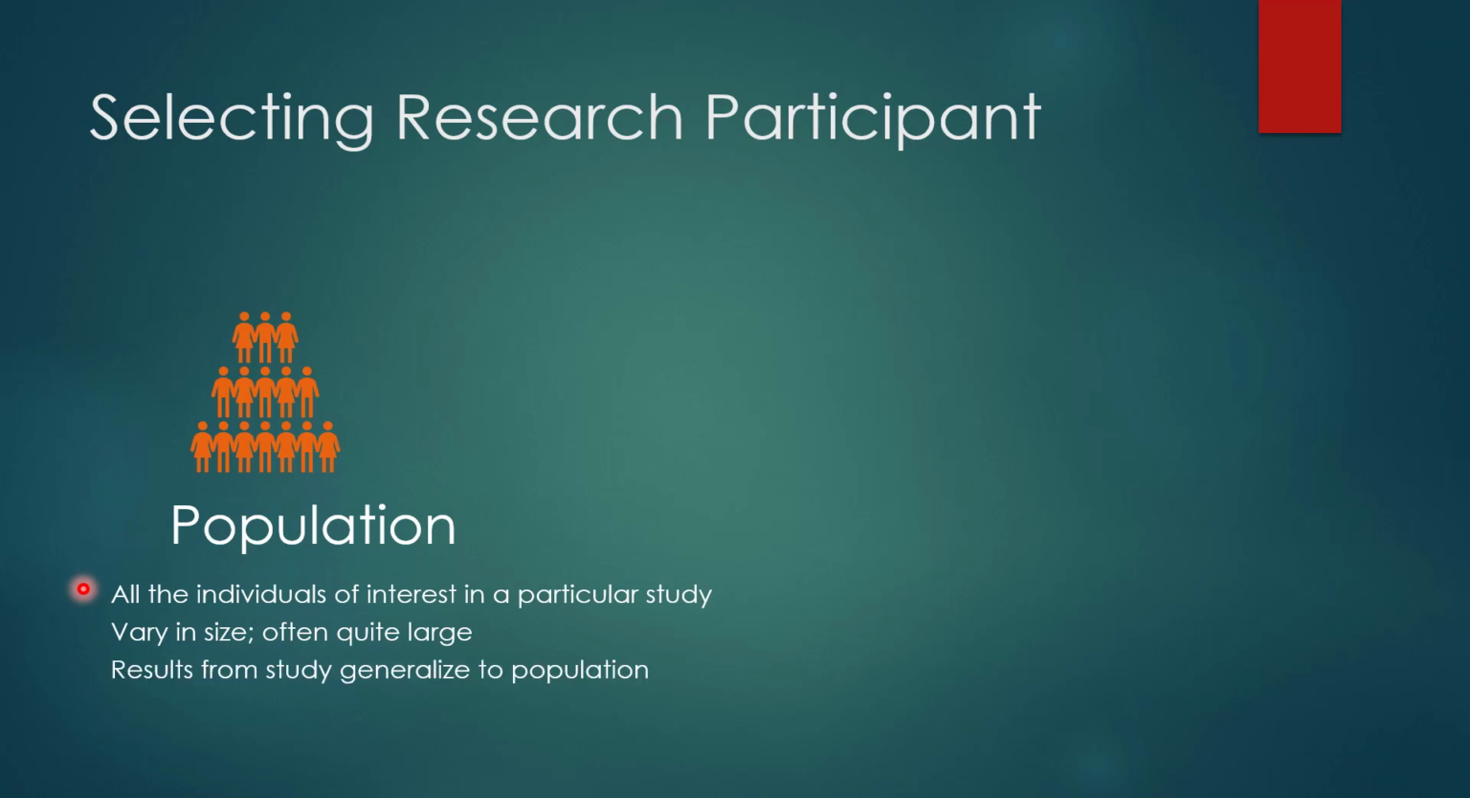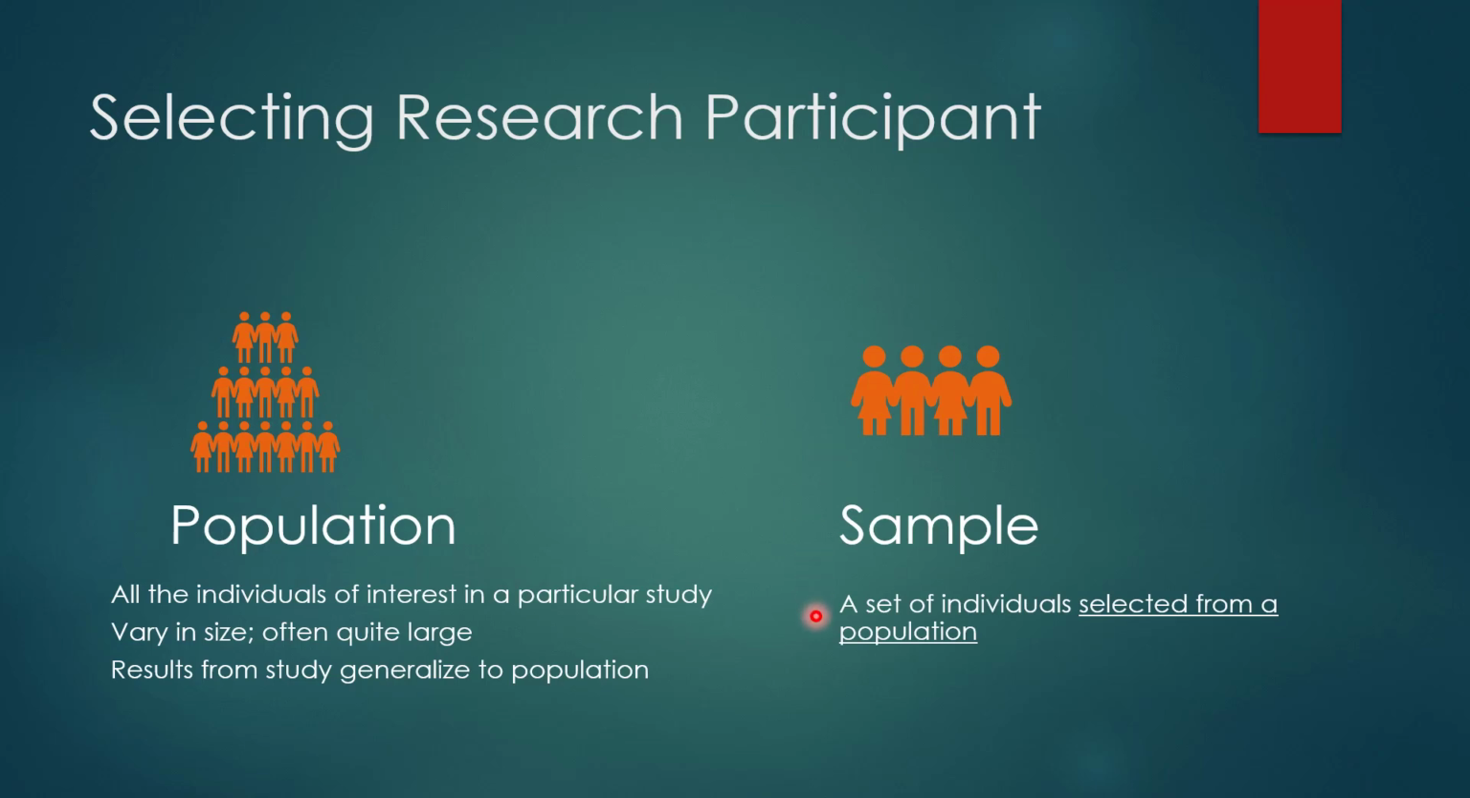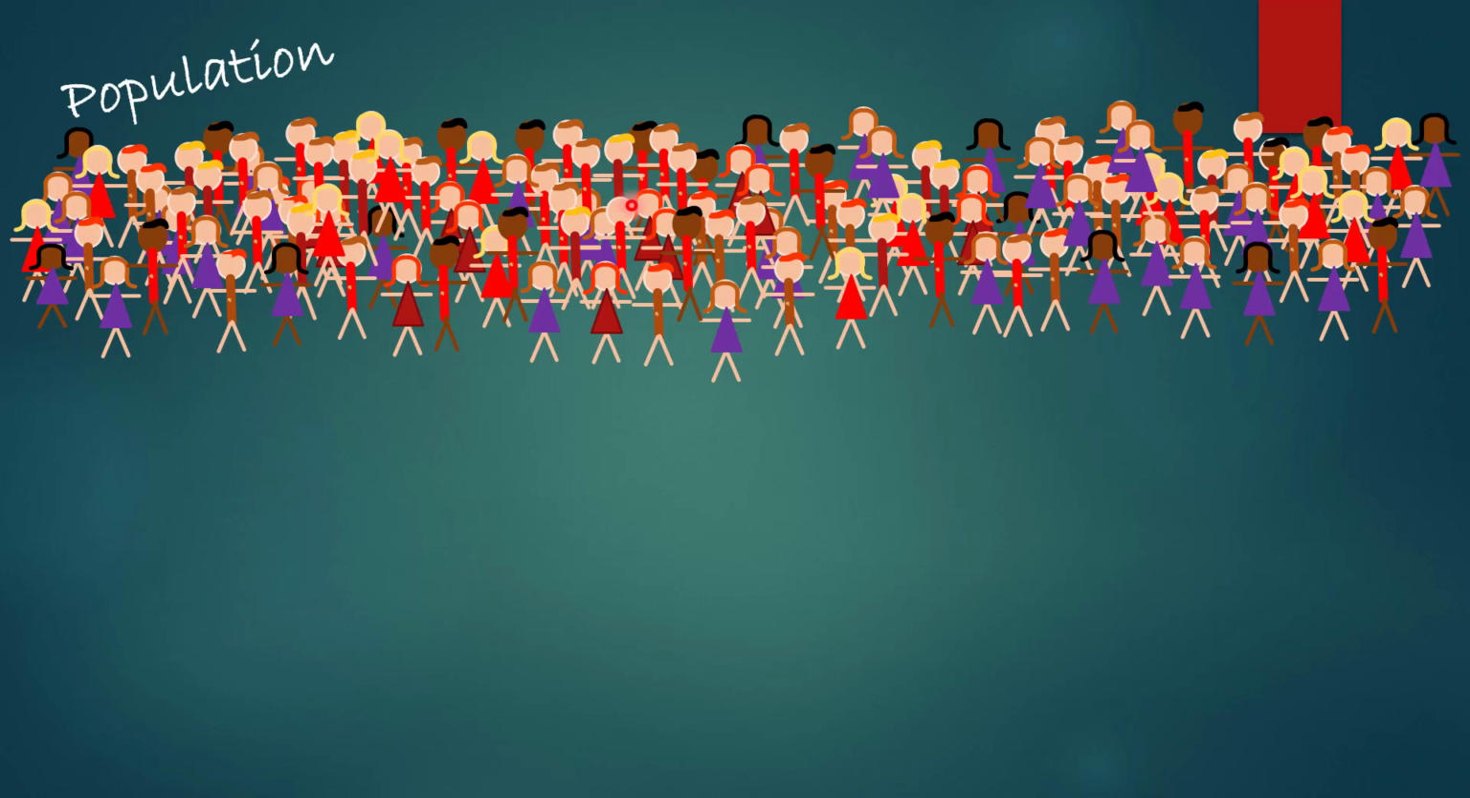And you want your results to generalize to the population. So we have specific ways that we select our sample so that we can generalize those results to that population. The sample is defined as a set of individuals that's selected from a population, and they are intended to represent the population in a research study. And again, we want them to represent the population so we can generalize the results from our sample to that population.